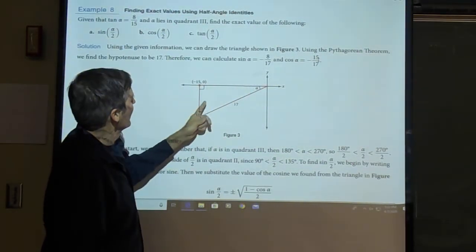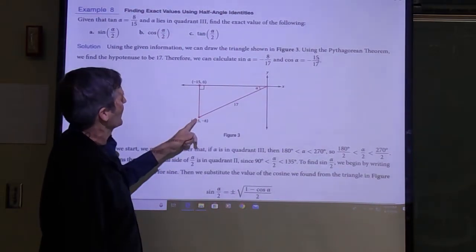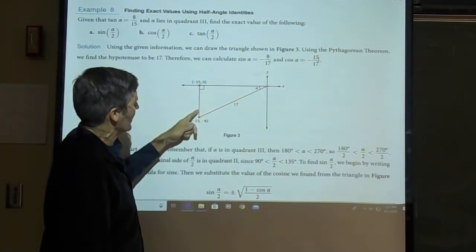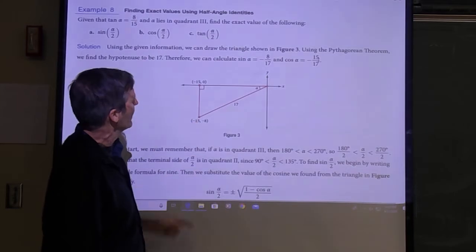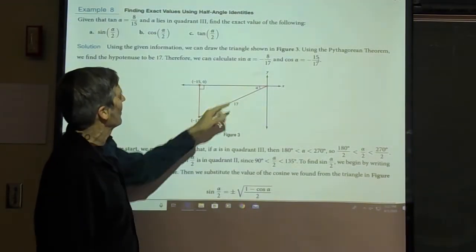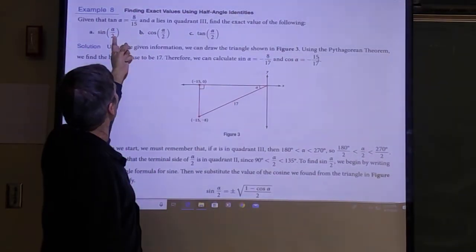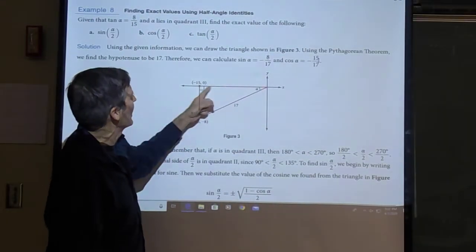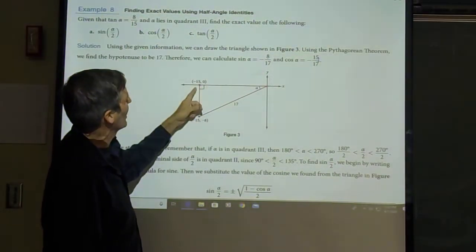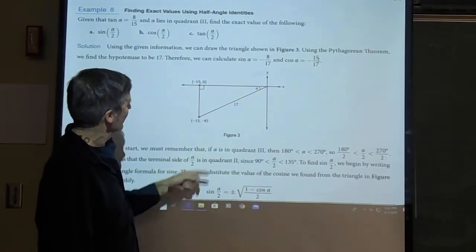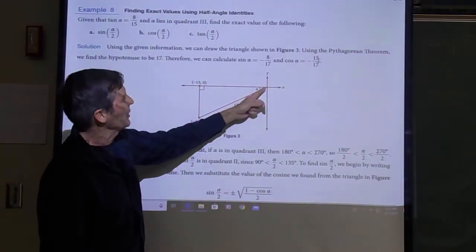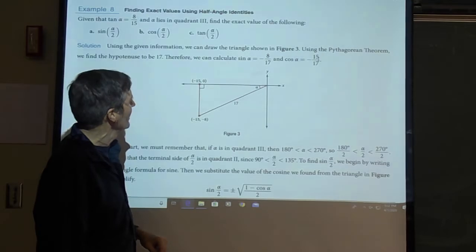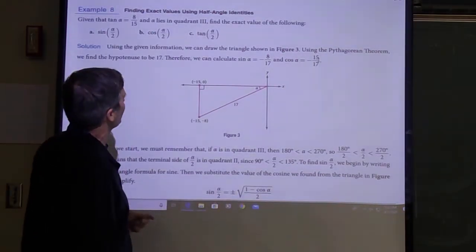And then when you compute this side by the Pythagorean theorem, square root of 15 squared plus 8 squared turns out to be 17. You have a triangle right here. So from the fact that tangent is 8/15, draw the triangle in the third quadrant with minus 15 and minus 8, so the ratio of y to x is 8/15. Then find the last side by the Pythagorean theorem. Then you can calculate all the trig functions of that angle.